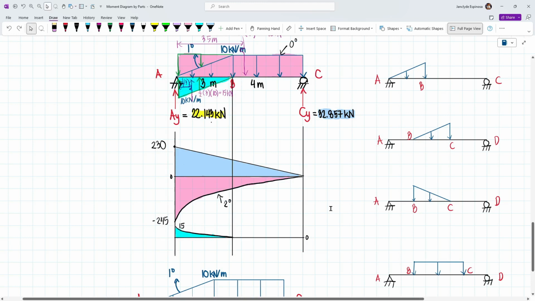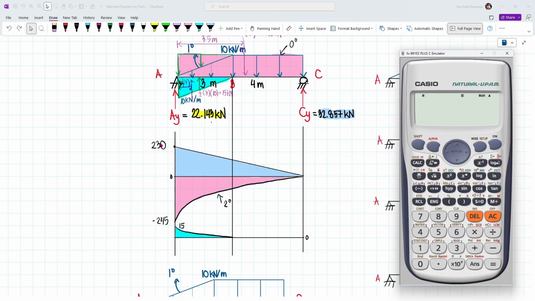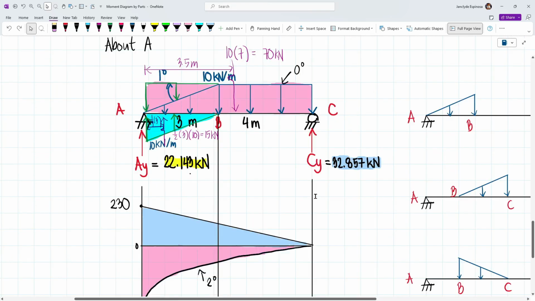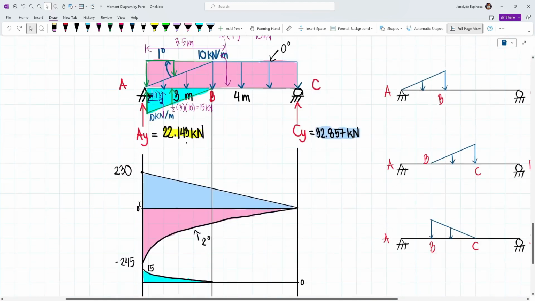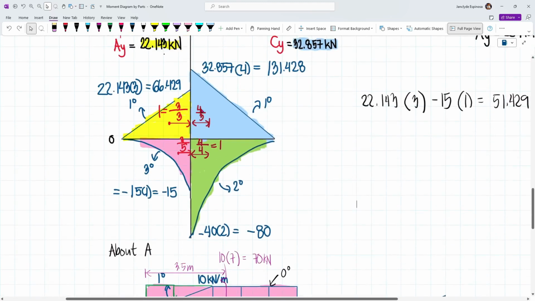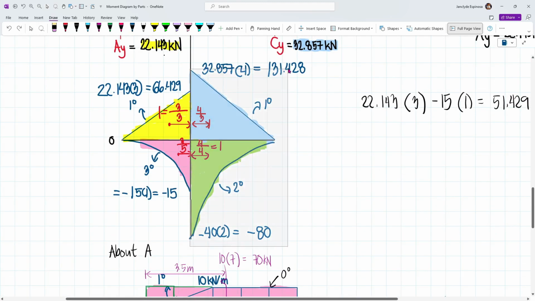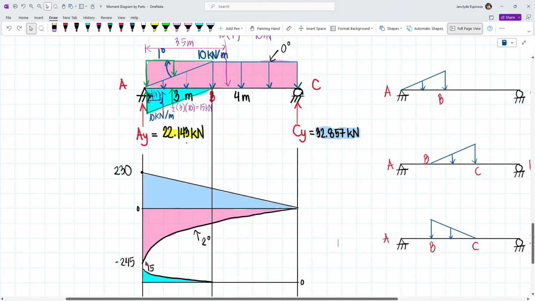And so diba, we know that at the ends of the beam, the moment is equal to 0. And so if we're gonna add all of these, it must amount to 0. So 230 positive minus 245 plus 15, this should give us 0. And so this is how you can check. And so to verify if these are the same, this moment diagram by part, saka ito, let's try to solve this area. Itong nasa right side. Just to make this more holistic, isosolve na lang natin yung dalawa.